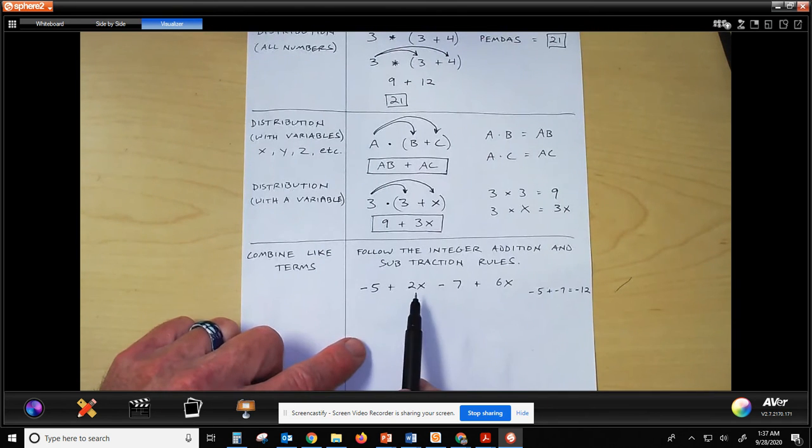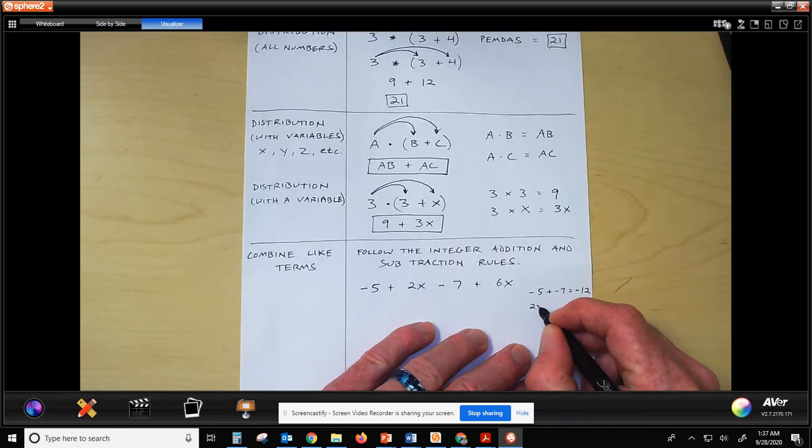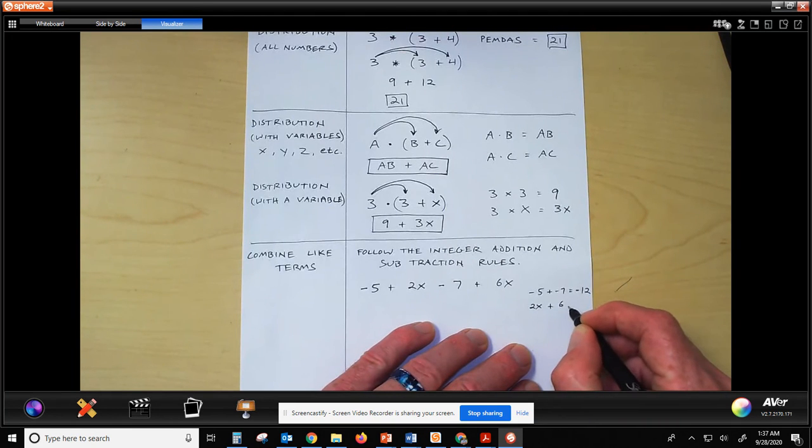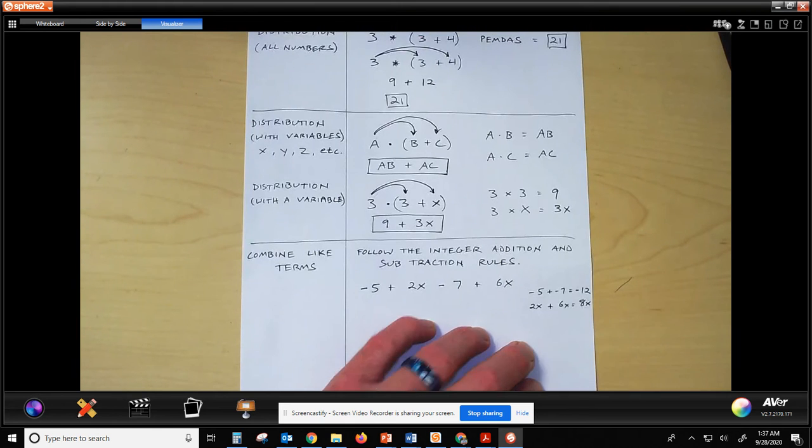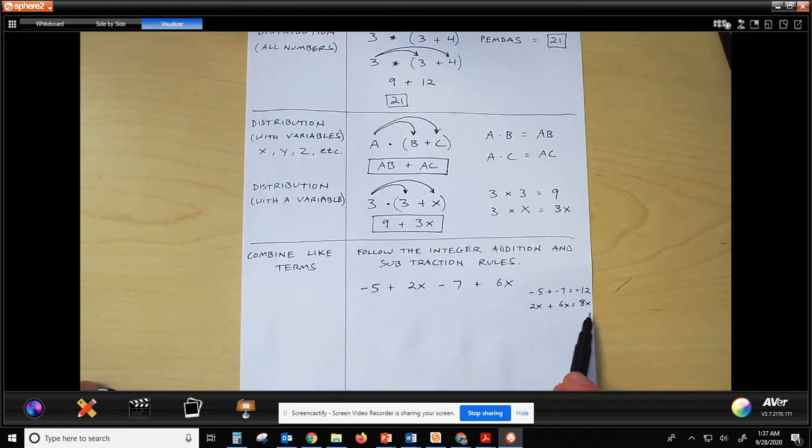And then I look at my terms that have a variable. I have a 2x plus a 6x, and that is equal to 8x. 2 plus 6 is 8. We keep the x.